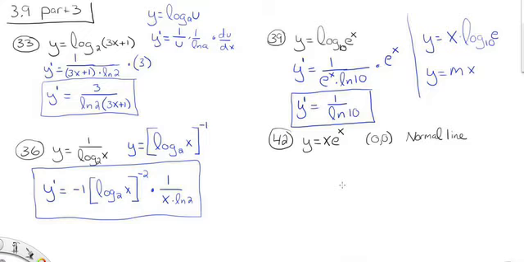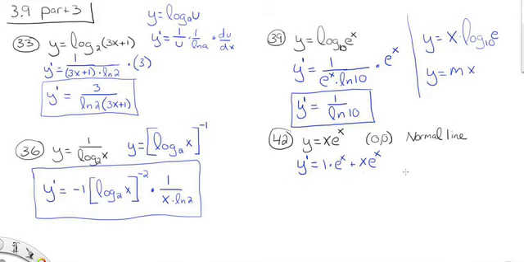So number 42, it asks us to find the equation of the line that's normal to the graph and goes through the origin. So going through the origin is nice because that means we already know my y-intercept is going to be 0. So the only thing left is to find the slope. And hopefully by now we know that the derivative gives us our slopes. So we take the derivative. I have a product rule. The derivative of x is 1 times e to the x plus x, and the derivative of e to the x is e to the x.